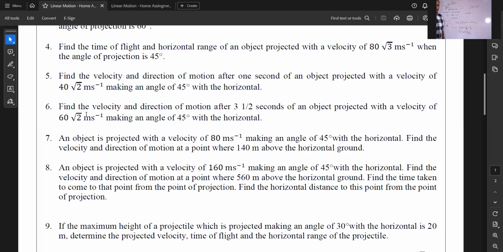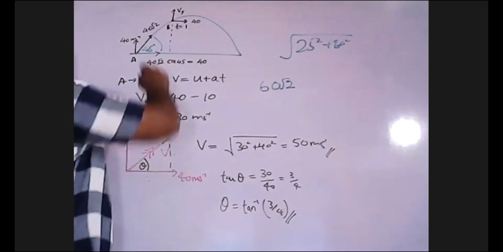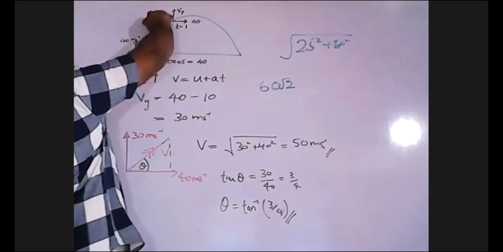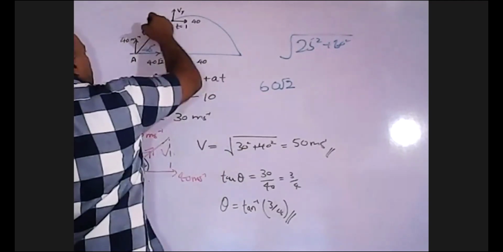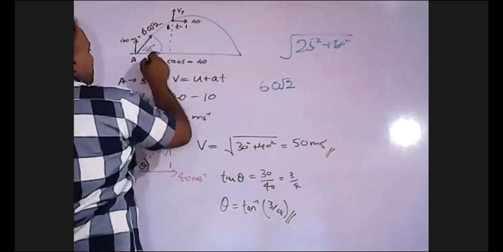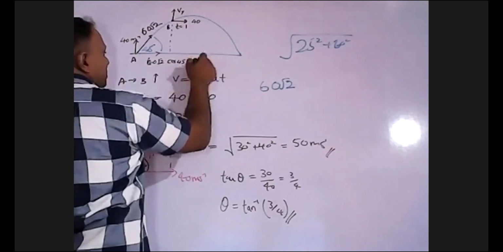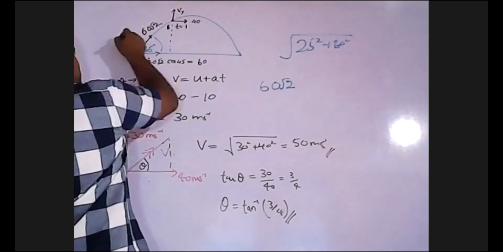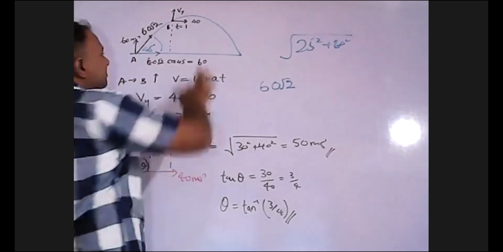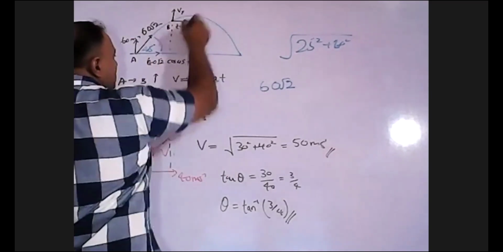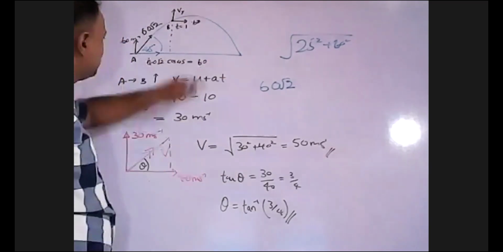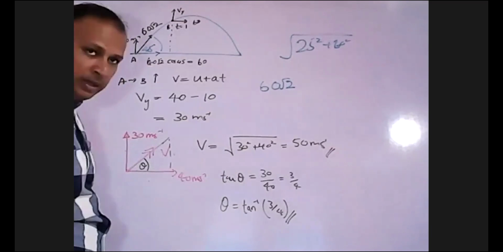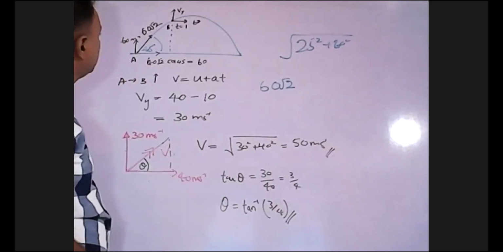Okay. Look at this one. So in this case, there is 60 root 2 instead of 40. So 60 root 2 means 60 root 2. So that is equal to 60. This one also is equal to 60. So this is 60 root 2, root 2 will be cancelled out. Therefore, the velocity is 60.